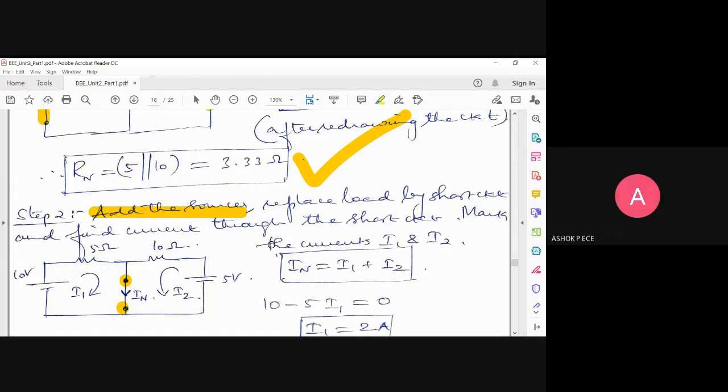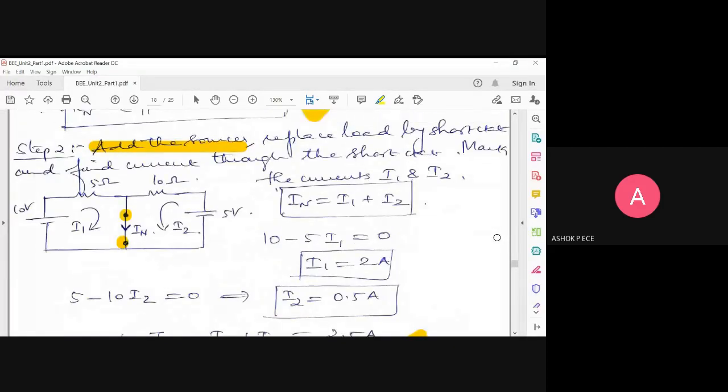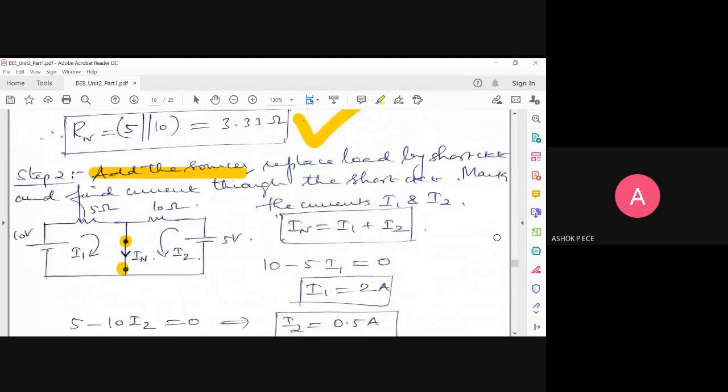Sir, can we do it by source transformation, sir? Any way you do, I want this current. Any method you can follow. I want only this. Finally, I'm getting 2.5, sir. The answer is 2.5. Yes, you are right. And that's what I said. The goal is to find IN. You need not use the method which I have shown here. You can use your own method. The final answers will be the same anyway.